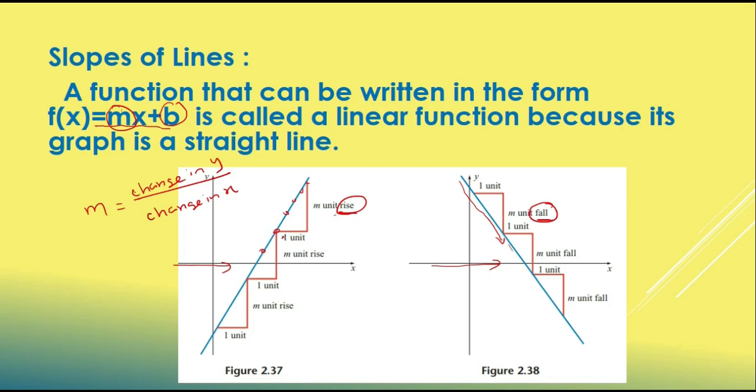Now you see here, the slope m is the units of change in y when there is 1 unit change in x, so our slope is m over 1. m is the change in y, 1 is the change in x. When a 1 unit change happens in x, what is the change in y? That is the rise or fall, whatever it is. The number of units is counted as m. That is the slope of this line.